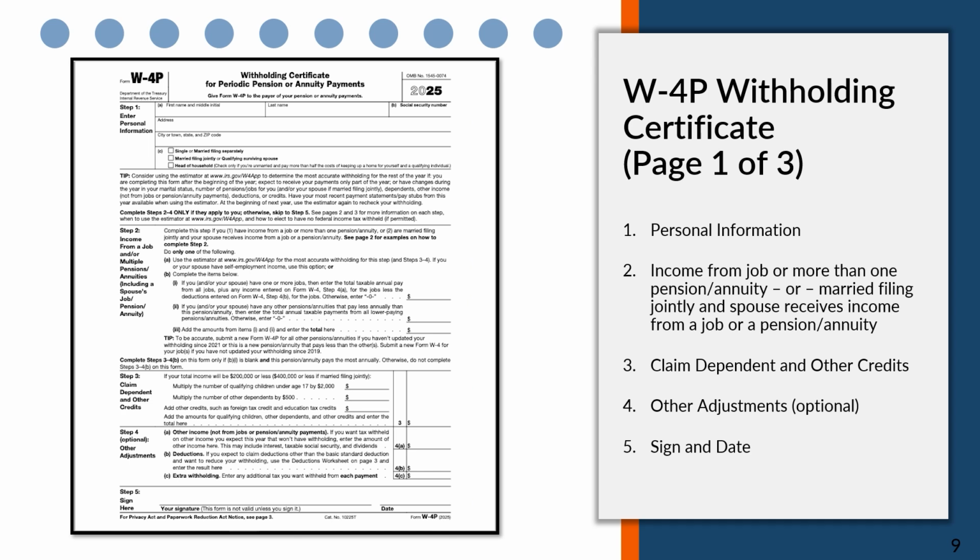For federal income tax withholdings, you will submit the W-4P withholding certificate for periodic pension and annuity payments. The only required steps on this form are 1 and 5. Steps 2 through 4 are as they apply to you. Step 1 is your personal information: name, Social Security number, address, and filing status. Step 2 is if you have income from another job, pension, or annuity, including your spouse if married filing jointly, and would like that included in the calculation of your withholdings.